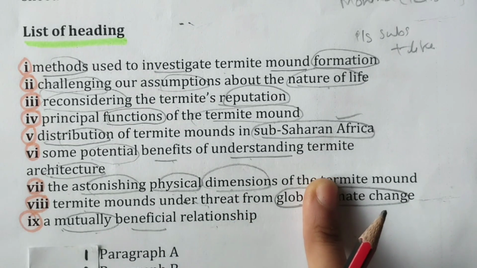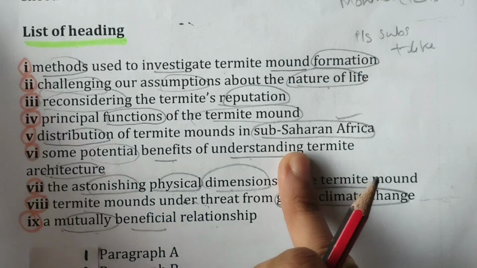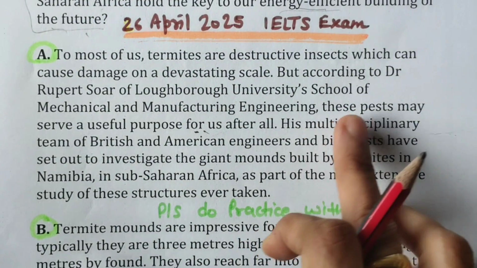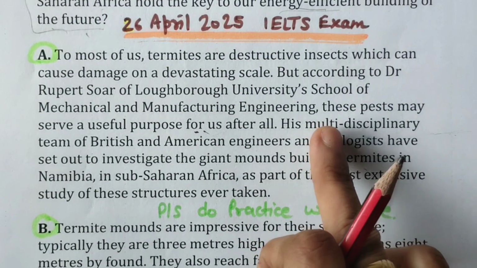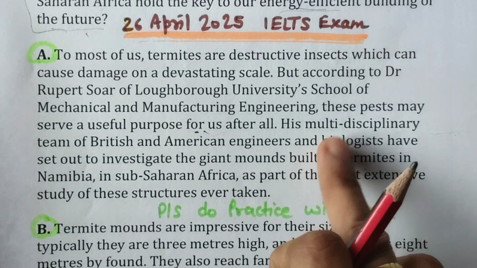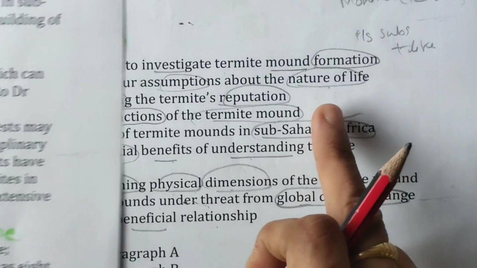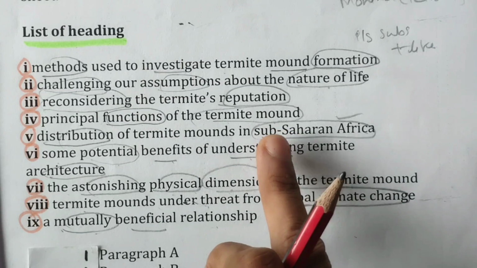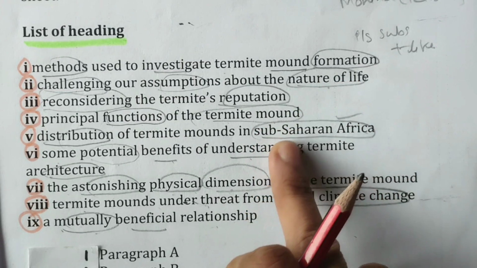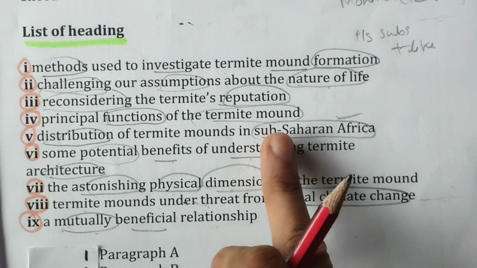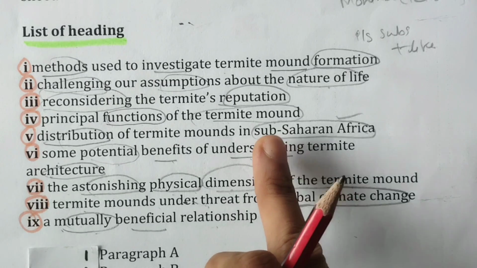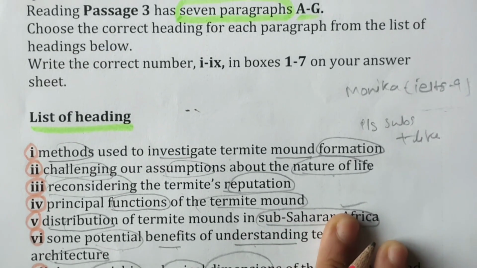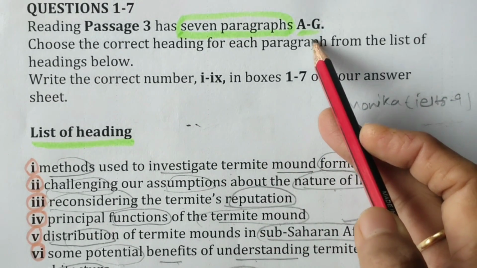Another method is, don't read all the options. First you go through the full paragraph, and then make your own heading for each paragraph and then try to match with these headings. But I am using this method. Now I have understood each and every heading. We will be reading paragraph by paragraph, because here we need to give a heading for each paragraph.